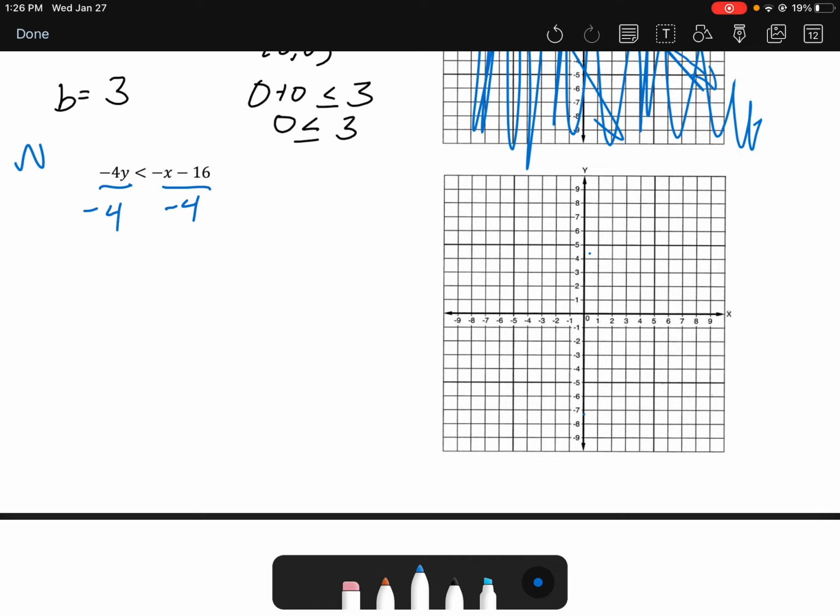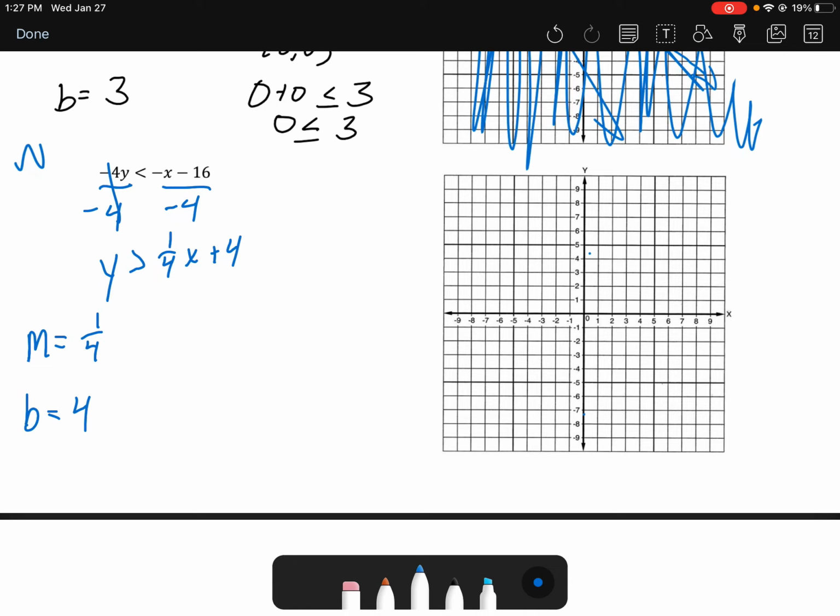When I do that, that cancels out this negative 4, leaving me with y. But because we're dealing with inequalities and I'm dividing by a negative, my sign does flip. Now I'm going to divide both of those terms by negative 4, giving me 1/4 x plus 4. So now my inequality reads y is greater than 1/4 x plus 4. I do still need my slope and y-intercept, which would be 1/4 and 4.